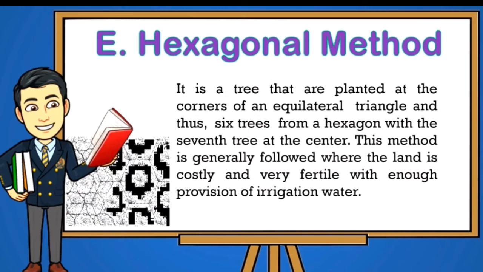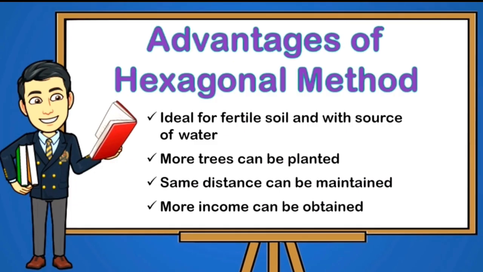E. Hexagonal method. Trees are planted at the corners of equilateral triangles, and thus 6 trees form a hexagon with the 7th tree at the center. This method is generally followed where the land is costly and very fertile with enough provision of irrigation water.